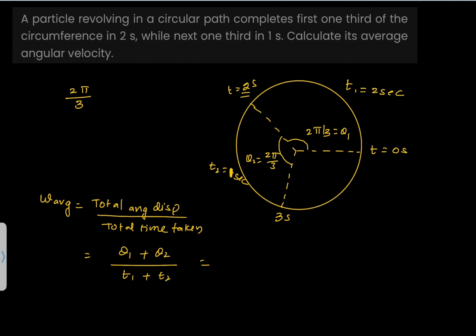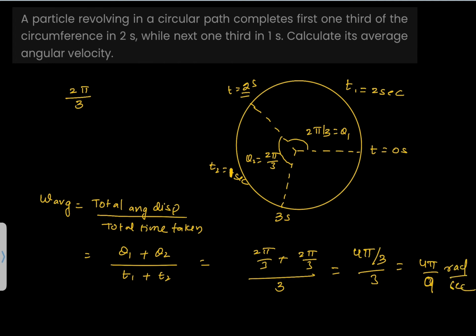So theta 1 is 2 pi by 3. Theta 2 is also what? 2 pi by 3. Divided by 2 seconds plus 1 second, which becomes 3 seconds. So the numerator 2 pi by 3 plus 2 pi by 3 will be 4 pi by 3, divided by 3. Totally it will become 4 pi by 9 radians per second. So the final answer will be 4 pi by 9 radians per second for the first question.